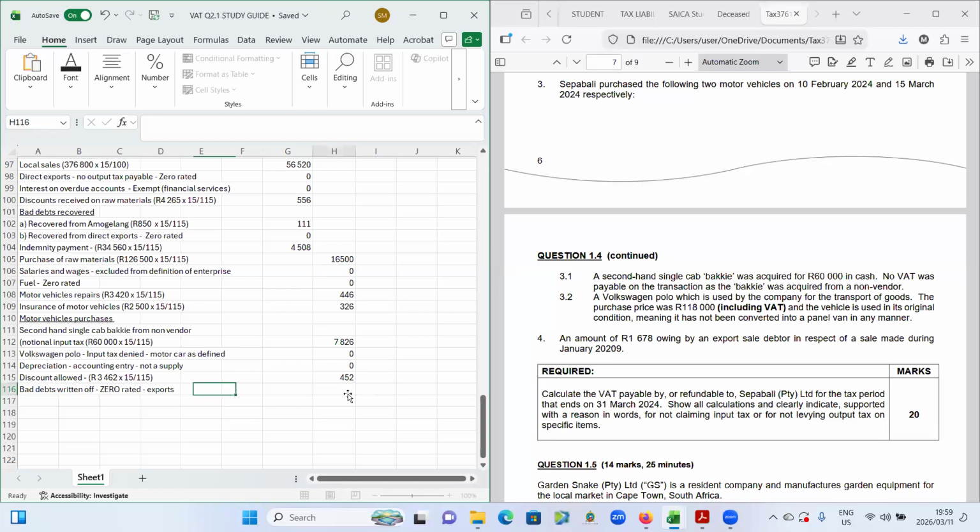So meaning no output tax was charged. Output tax was charged at 0. If you write off bad debts, you claim input tax, you are just reversing what you gave to SARS, because you did not manage to recover the money from your debtor. So here, you did not recover, yes, but you did not charge them VAT in the first place because it was 0. So it remains zero rated.